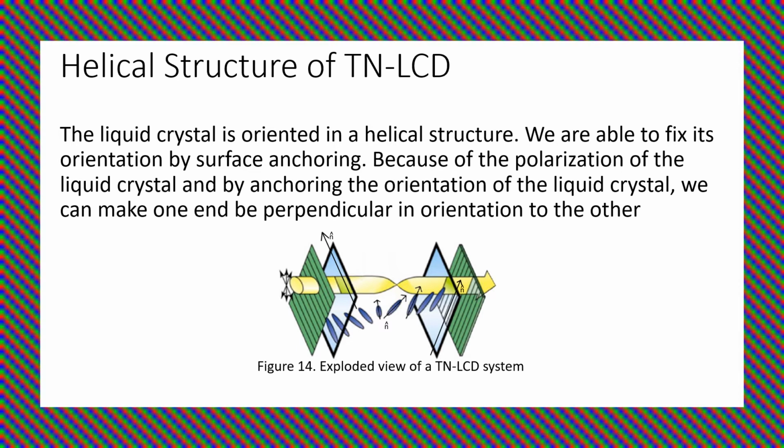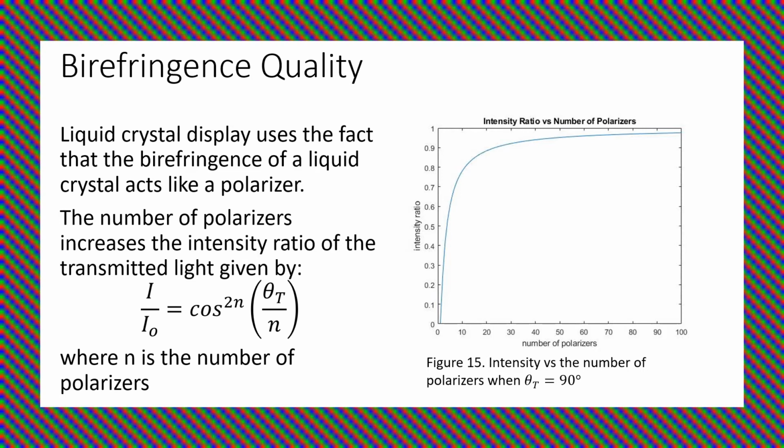Now, we can make it into a helical structure by applying some surface anchoring to the glass plate. If you look at figure 14, the orientations of the director are at 90 degrees to each other, and that's how we make a helical structure in the TN LCD. Because liquid crystals act like a polarizer, we can treat it as if it's a lot of polarizers when you rotate it into a helical shape.